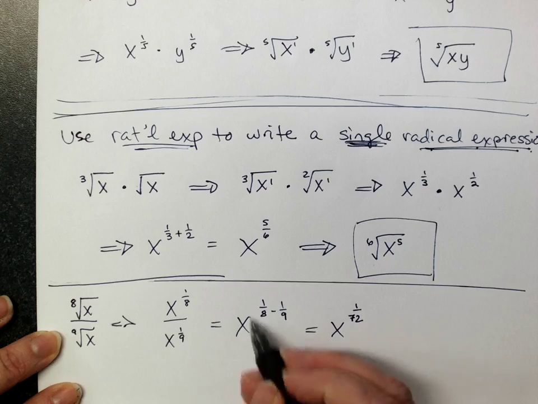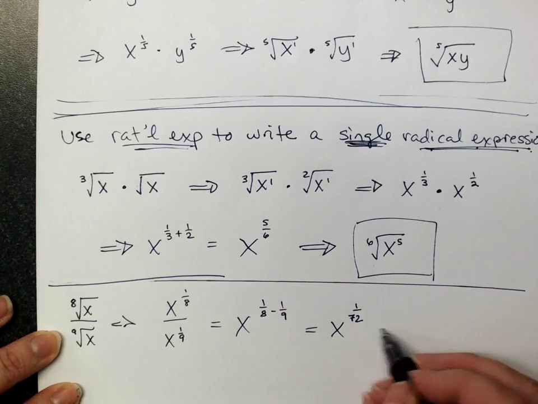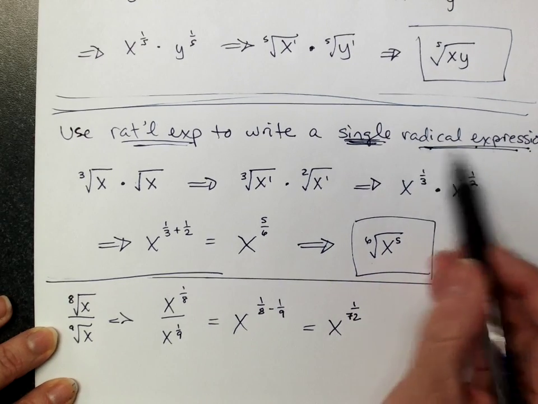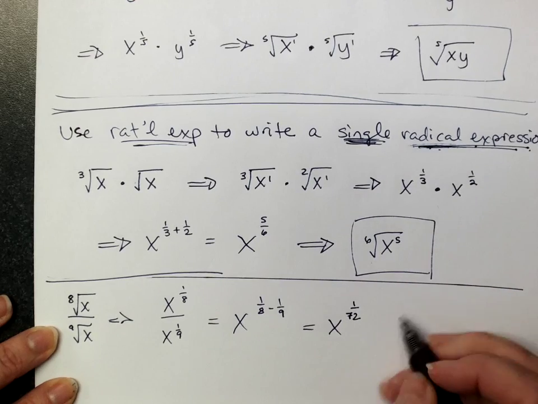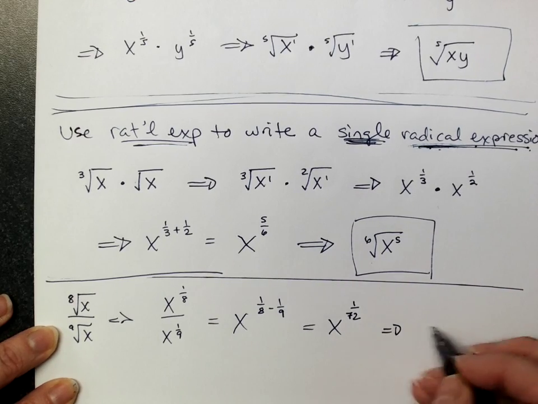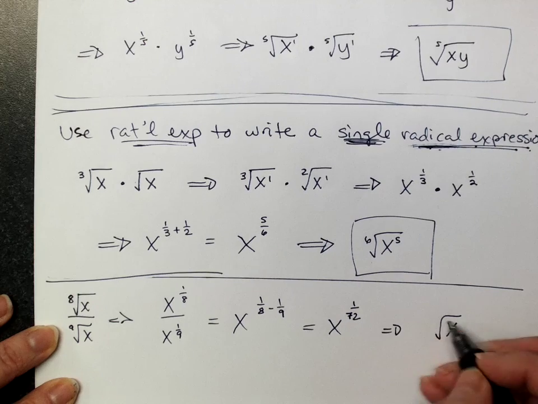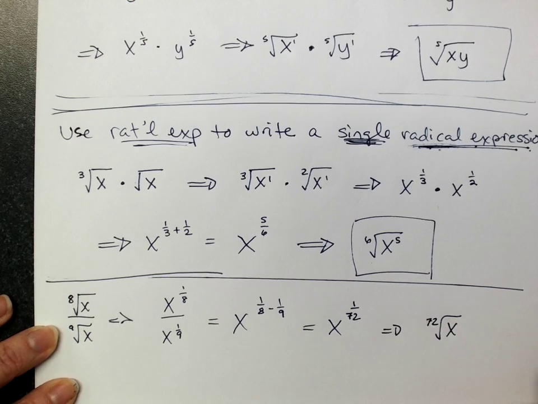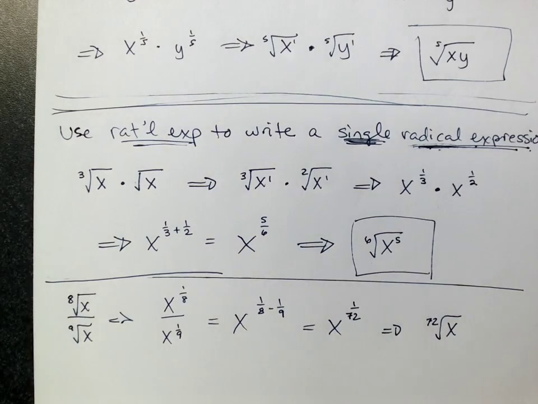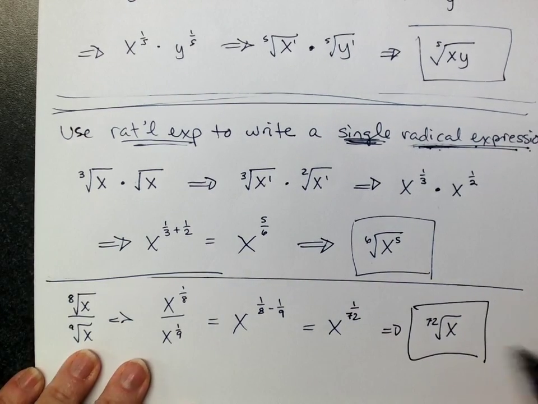Okay. So common denominators, do your addition or, in this case, subtraction. And now we need to write it as a single radical expression, so we can't leave it like that. The base becomes the radicand, and the index is 72. That's an ugly number, but it's true. And the 1 we don't have to write.